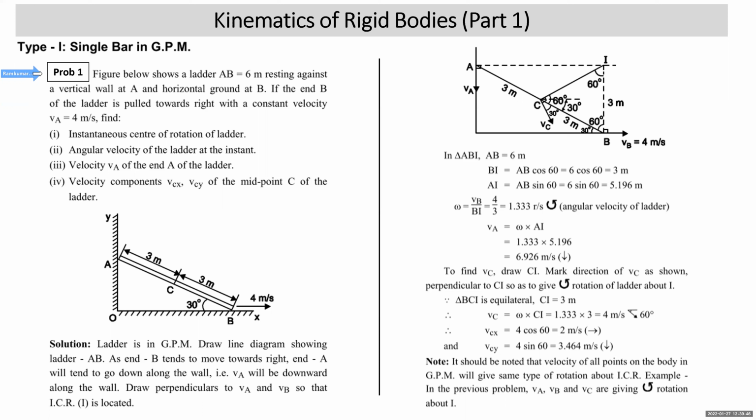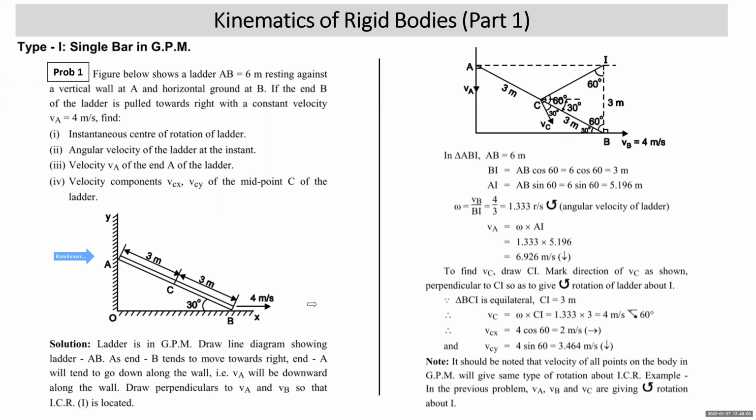Students, you are given this diagram. Can you see that? This is a vertical plane. This is a horizontal plane. Both the planes are smooth. This is your rod or the ladder, of 6 meter length. C is its center point, and B is being pulled towards the right with 4 meter per second.